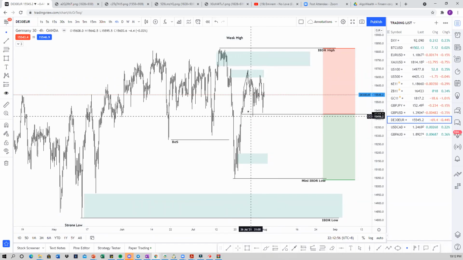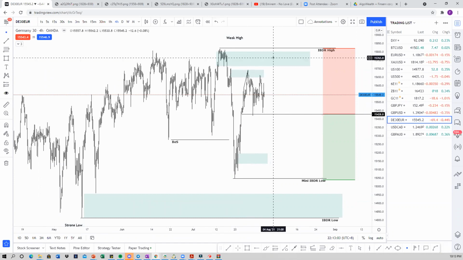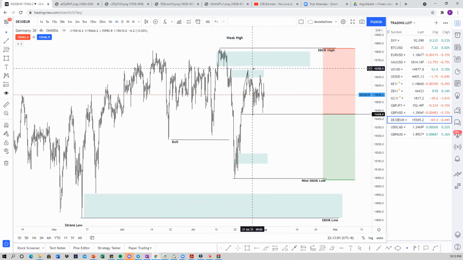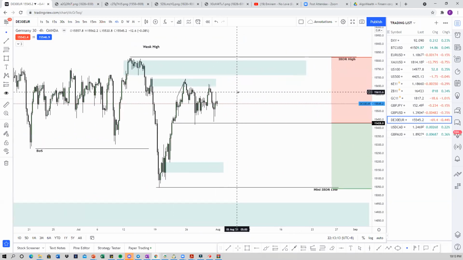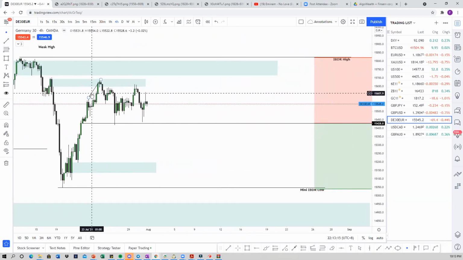So what is the algorithm, or what is the liquidity that price is going to seek? Buy side liquidity. So this high, this high, this high, and potentially this high, since it's a weak high already, right? It's a weak high already. Now see what is formed.